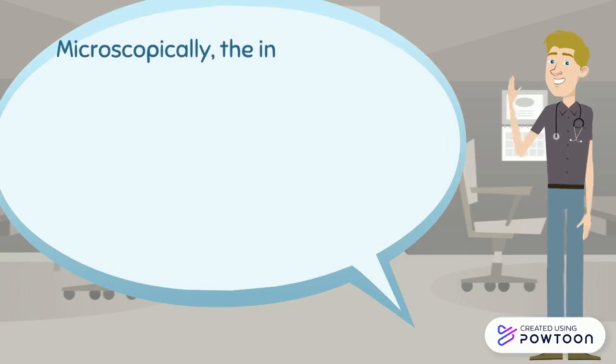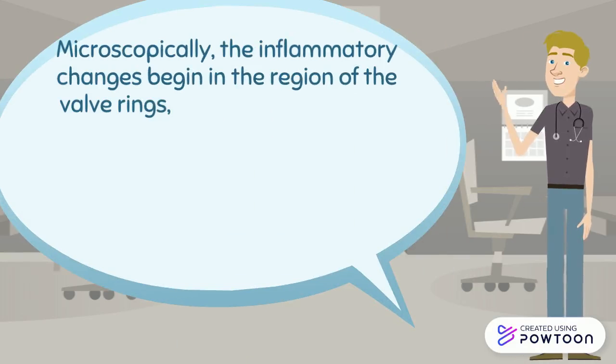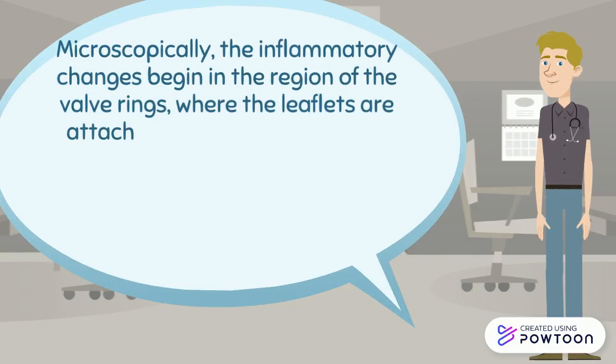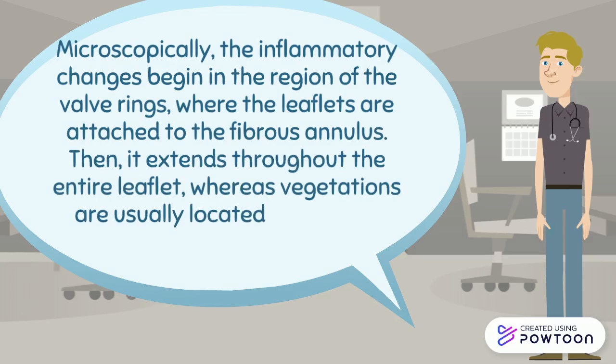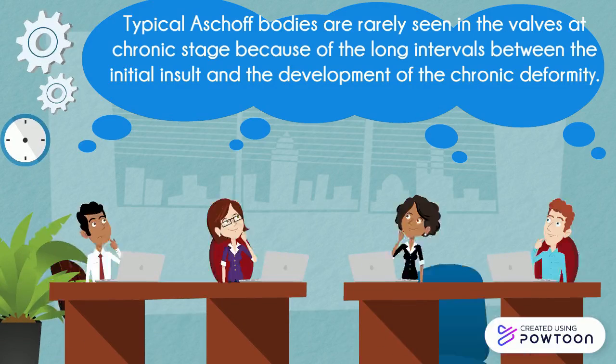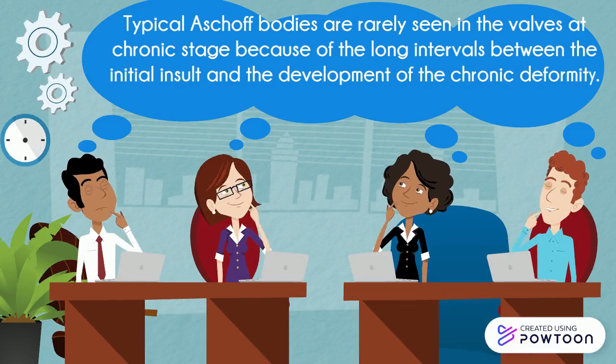The inflammatory change begins in the region of the valve rings, where the leaflets are attached to the fibrous annulus, and extends throughout the entire leaflets, whereas vegetations are usually located on the free margins of the leaflets and cusps. The important concept that we must keep in mind is that typical Aschoff bodies are rarely seen in the valve at this chronic stage because of the long intervals between the initial insult and the development of the chronic deformity.